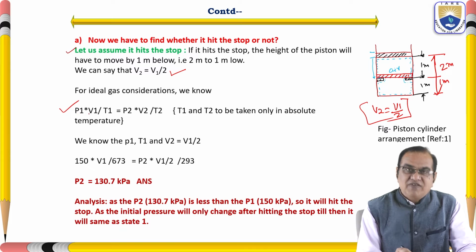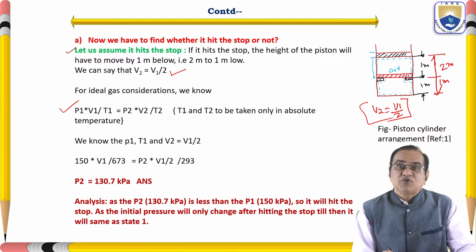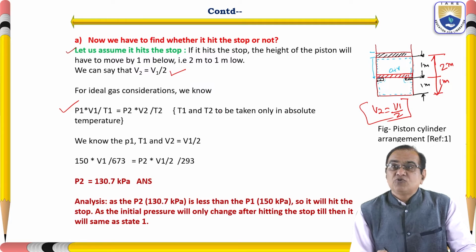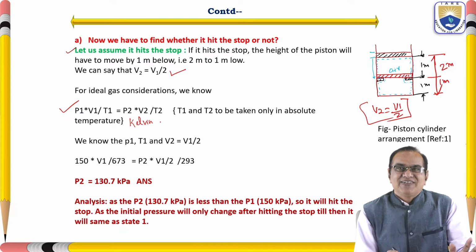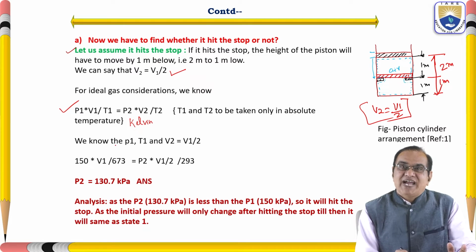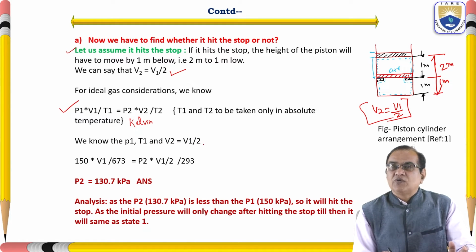So here P1 V1 by T1 is equal to P2 V2 by T2. Here we should make sure that T1 and T2 are taken only in absolute temperature, that is in Kelvin. We should not use degrees centigrade. We know the P1, T1, and V2 is equal to V1 by 2. We know that.